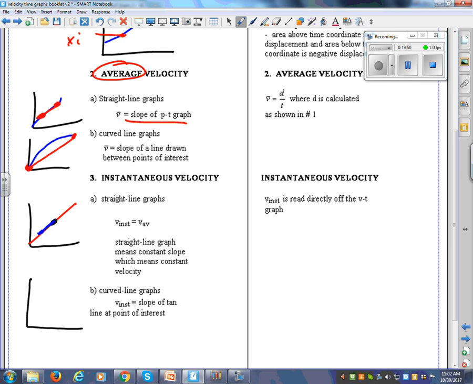If it's a curved line graph, and you're asked to find instantaneous velocity, how fast is it going right there? You're asked to find the slope. Slope of a curved line, we find the tangent. That's a really bad tangent, but you get the idea. And again, find 2 points. Find the slope. Are you going to have to find slope a lot of times? Yes. Get better at it.